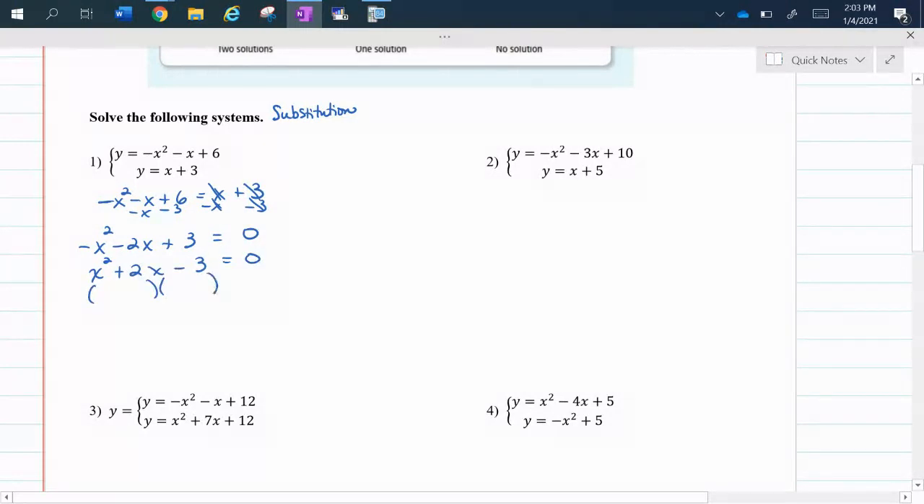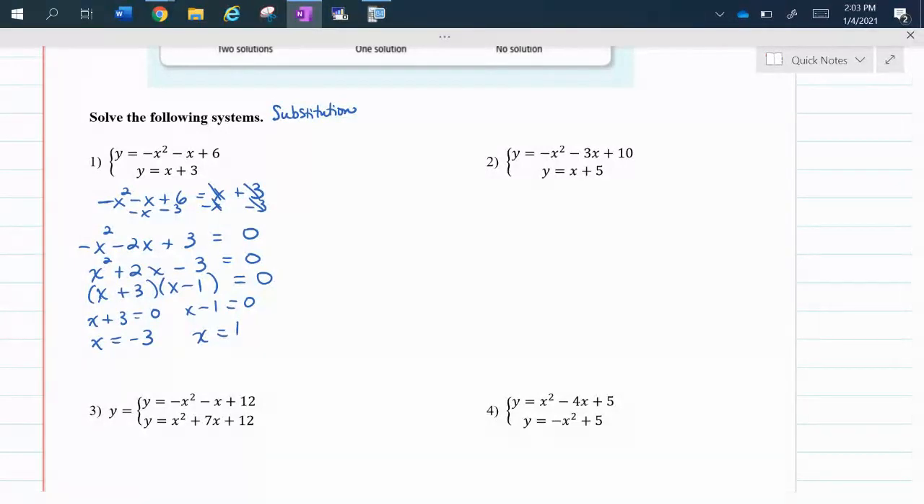And naturally, I'm going to try and factor. And remember, if a quadratic equation does not factor, then we need the quadratic formula. I think this one does factor. x plus 3 times x minus 1, that's going to work. So I set each factor equal to 0 and get two solutions for x. Since I got two solutions for x, negative 3 and 1, that leads me to believe that there will be 2 points of intersection.